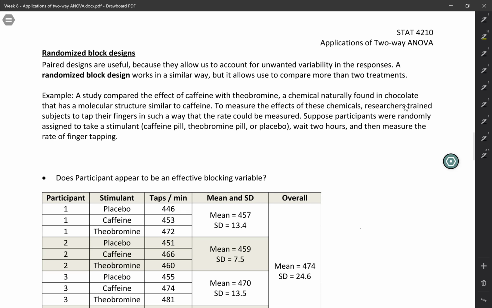So if this were an independent groups design and each person was only doing one of the three treatments, then we wouldn't be able to control for those individual differences, right? Maybe some people are just naturally better at tapping than others.